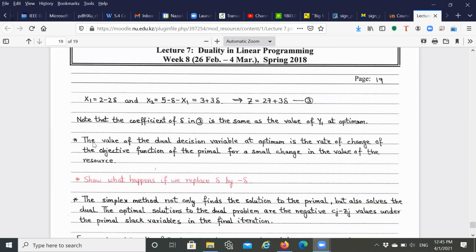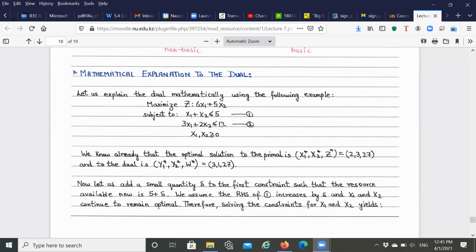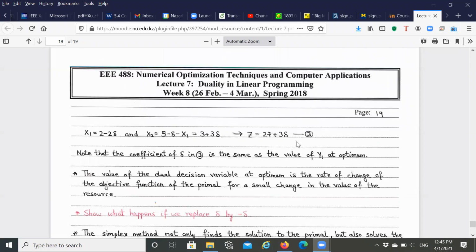Did you understand? So let's say that we have these constraints, and the things on the right-hand side are some resources. If I increase one of the resources by some very little value, what would be the rate of increase of my objective function? So basically, the optimal values of your dual decision variables indicate the rate of increase or decrease, the rate of change.